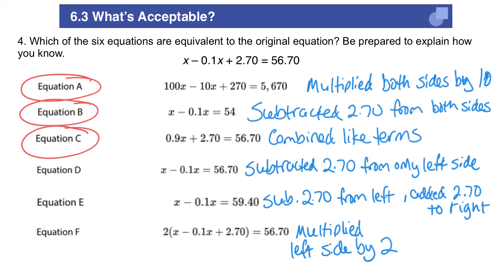The other three equations, D, E, and F, that's where we only did something to one side of the equation. So in D, we subtracted 270 from only the left side, so it was not equivalent. In E, we subtracted 270 from the left and added it to the right, so it's not equivalent. And in F, we only multiplied the left side by 2, nothing to the right, so that one was not equivalent. So remember, our legal moves to keep things equivalent, we got to do things to both sides of the equal sign, or just combining like terms also keeps things equivalent.